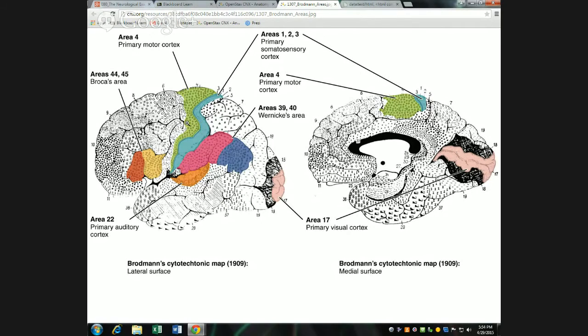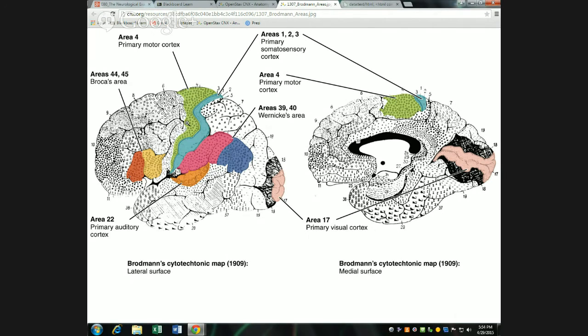So a very simple procedure was performed to see where particular functions are localized in a very simple example. The patients were put in the MRI machine and they were asked to move their finger in a particular pattern. So this might not actually be it, but let's say they're asked to move their finger so that they point forward and then they point up and then they point forward and they just move their finger back and forth like that.